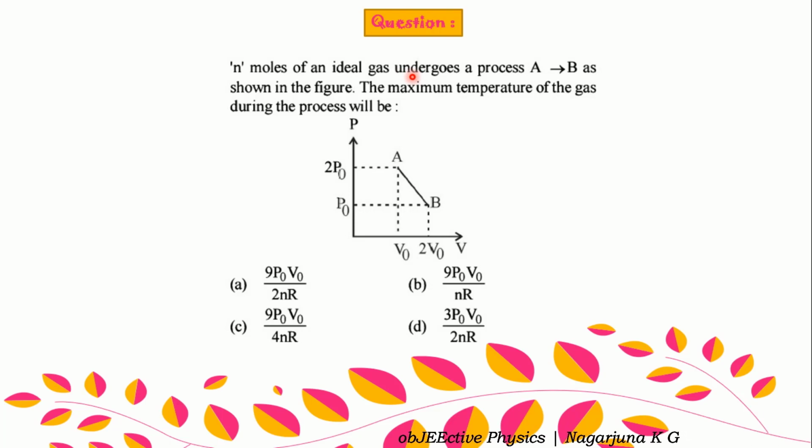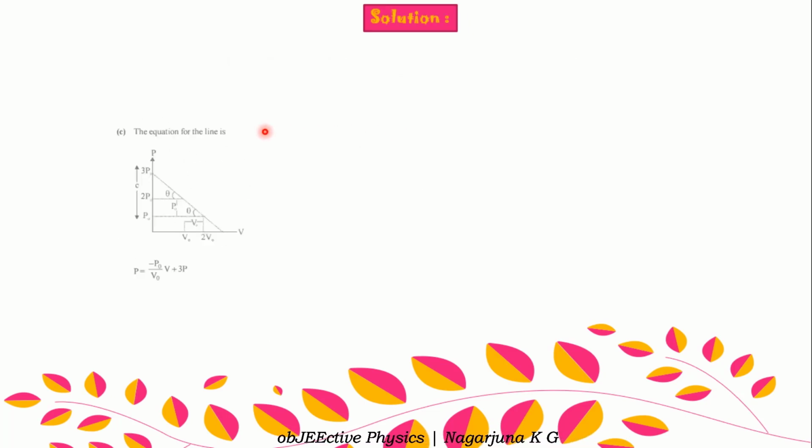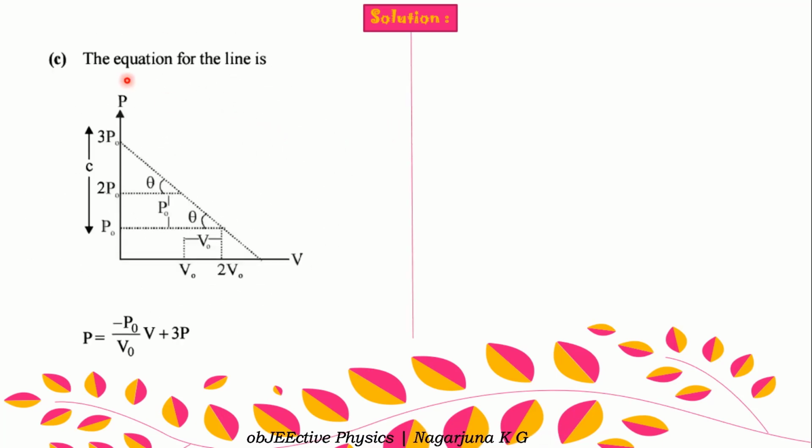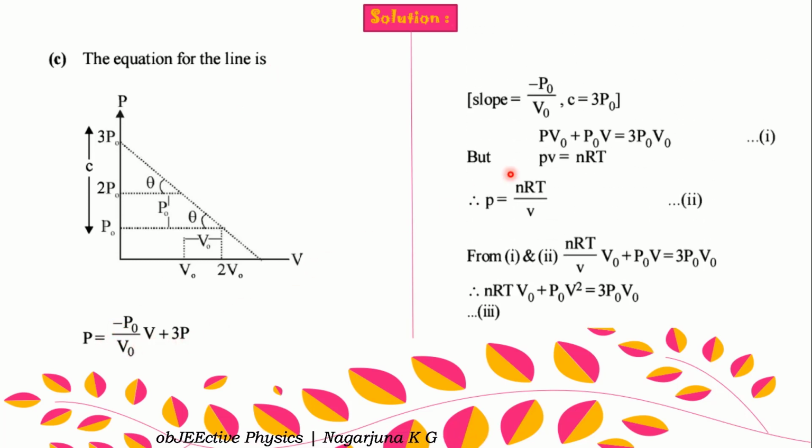N moles of an ideal gas undergoes a process A to B as shown in the figure. The maximum temperature of the gas during the process will be. Solution. The equation for the line is P is equal to minus P naught by V naught into V plus 3P naught. Slope of the line is minus P naught by V naught and C is equal to 3P naught. So, P V naught plus P naught V is equal to 3 P naught V naught, equation 1. But PV is equal to nRT, the ideal gas equation, or P is equal to nRT by V, equation 2.